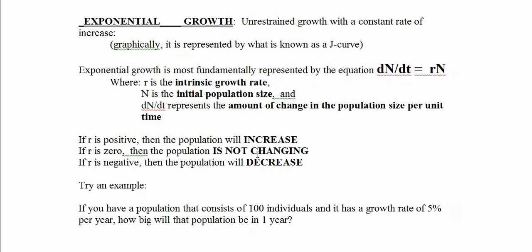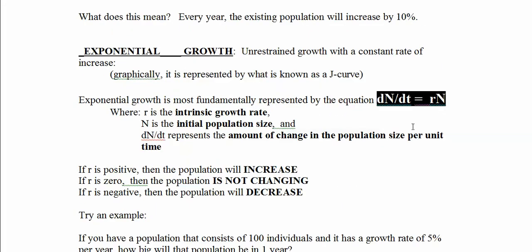Now, some math. I know equations like this tend to scare people quite a bit. They see dN/dt and they flip out. But it doesn't get any simpler than this. All dN/dt is representing is the amount of change in that population. Okay? That's all it is. It's the change in the population.